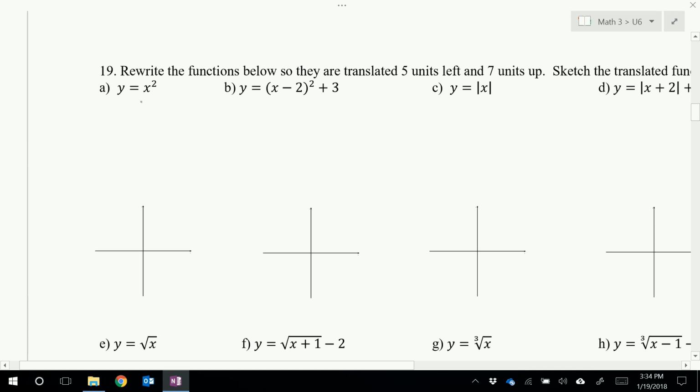So if I translate 5 units left, this is going to be y equals (x plus 5) squared, and up 7 units. And so 1, 2, 3, 4, 5, up 1, 2, 3, 4, 5, 6, 7. And this is a parabola, something like that.